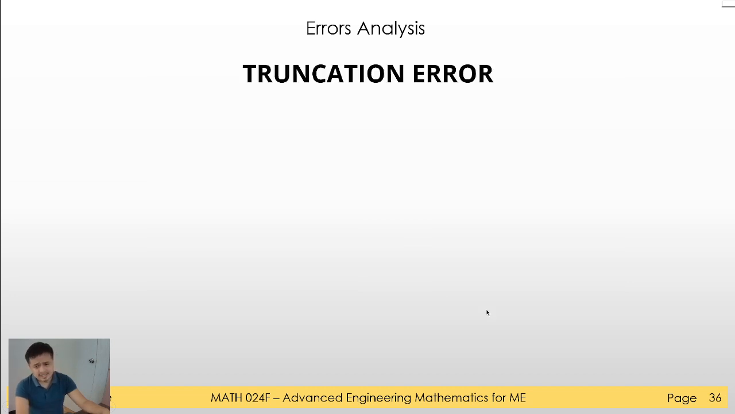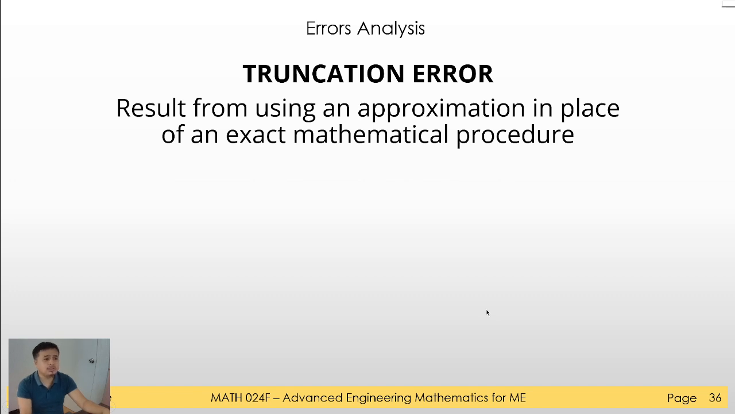Okay, so for the last one for error analysis, we have the truncation error. The truncation error is basically just the result of an approximation in place of an exact mathematical procedure. That is a little bit jargonish, but what does it mean when we have an infinite series? We could truncate this infinite series in place of the infinitely long series to get an approximate answer. And the difference between the true answer and this truncated answer will be the truncation error.